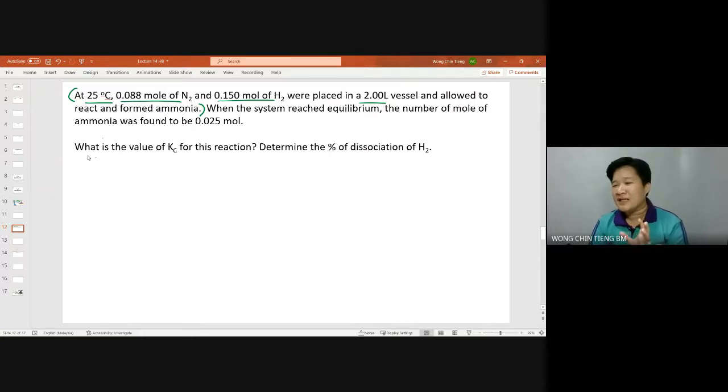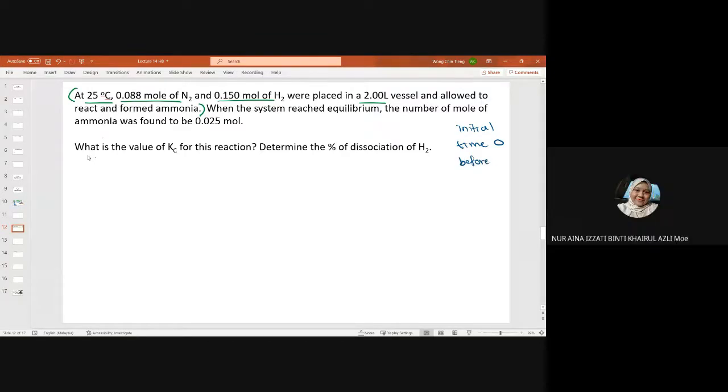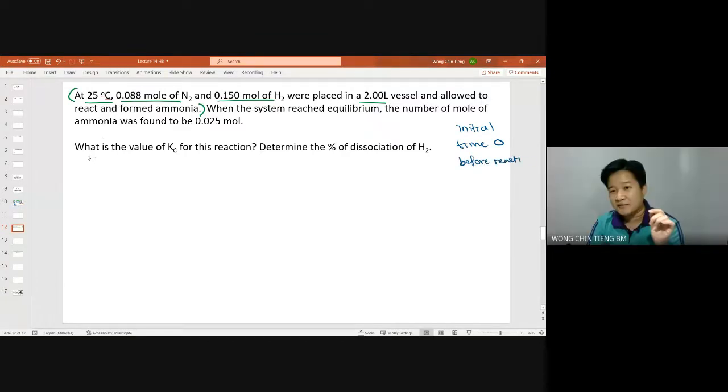Number of mole yang dia bagi kat sini, nak tahu dia adalah initial atau equilibrium. Soalan tak pernah guna perkataan initial most of the time. Sometimes the question will say initial. Alright? At the beginning, initial, time zero, semua tu benda yang sama. Initial, time zero, before the reaction started.